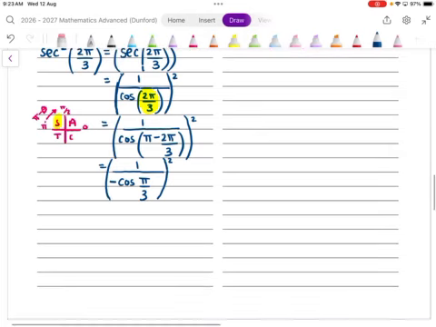Okay, the next thing we need to use, we're using our pi on 3. So our exact triangle for pi on 3 would help us out. So what we have is pi on 3. How many degrees is pi on 3?